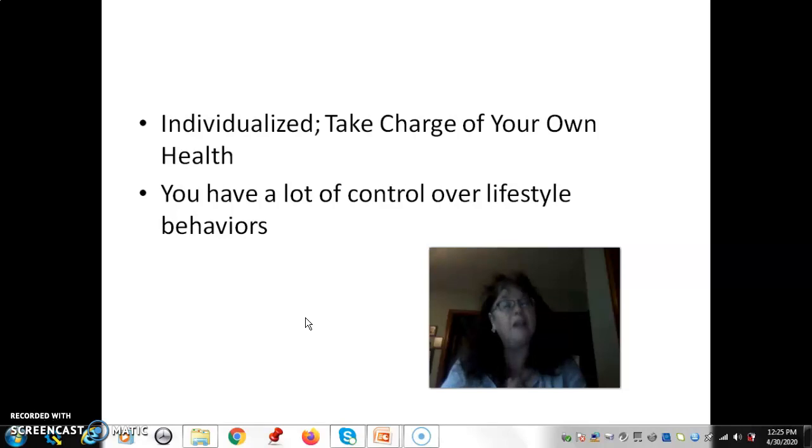You individualize your plan to you. What works for you? Good news is that we have a lot of control over our lifestyle behaviors, and lifestyle behaviors have a huge effect on our overall health and wellness. So we take control of what we can, and there's a lot more things that we can control than what we can't control.